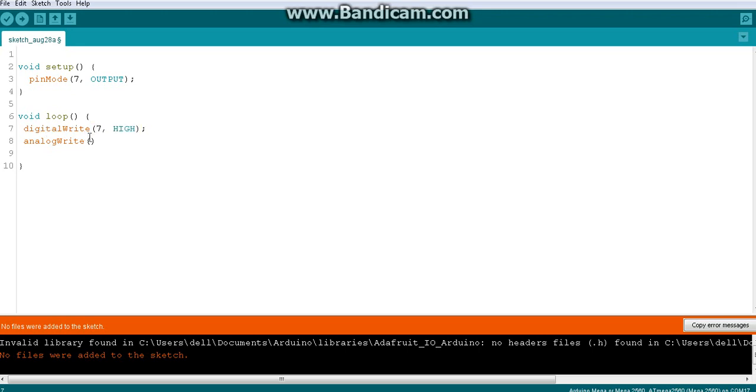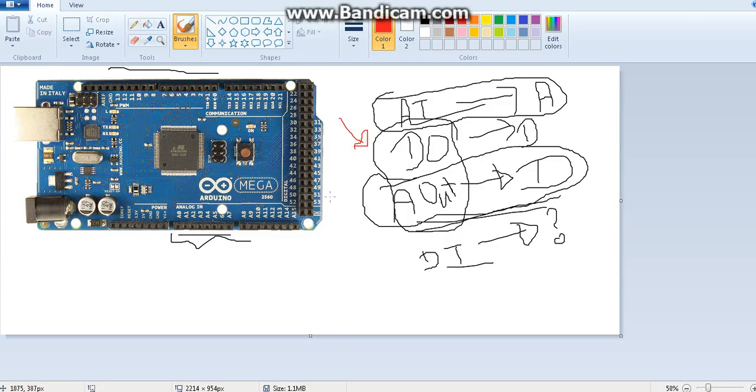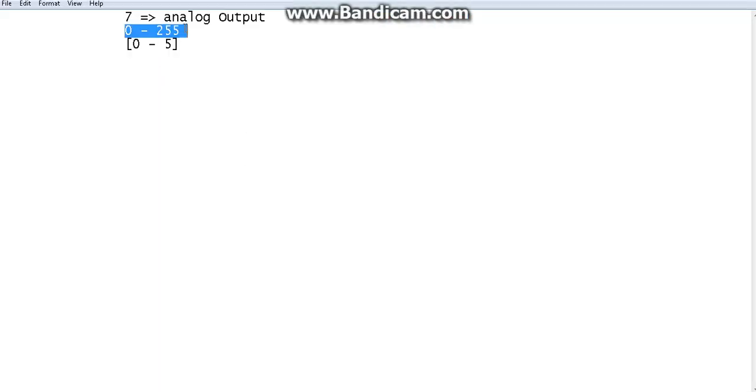Likewise in the analog write, again I am going to pass the pin number and the value. So here what is the value? What did I say? The values can vary from 0 to 255. So you can give any value in between the range, including the 0 and 255 also. You understand that, guys? Okay?